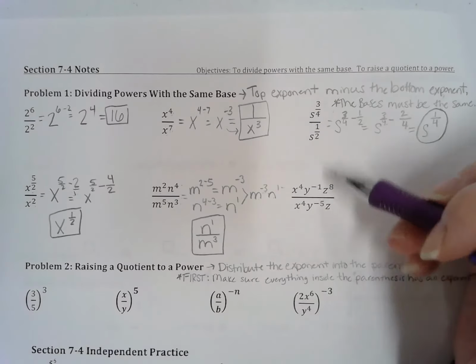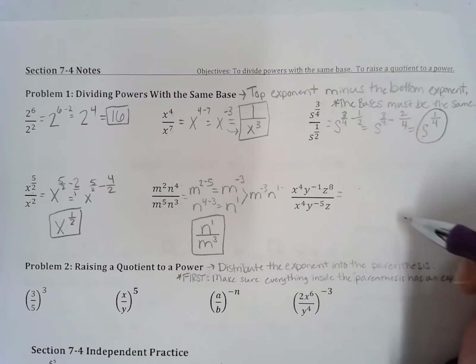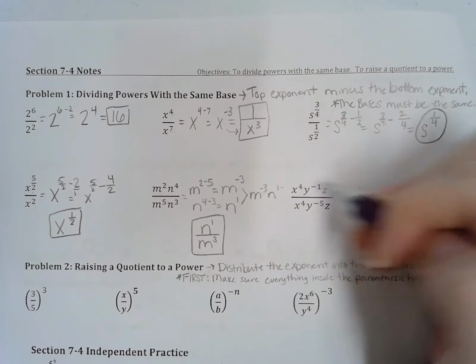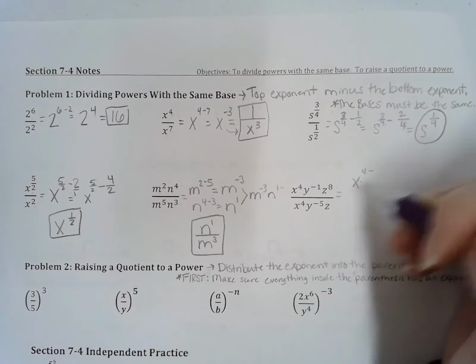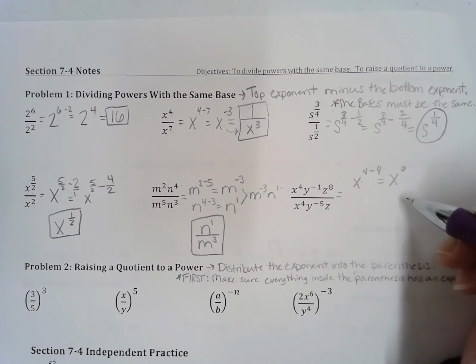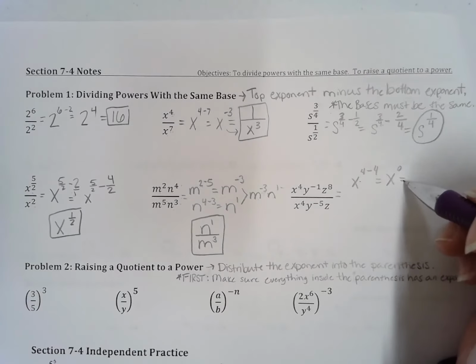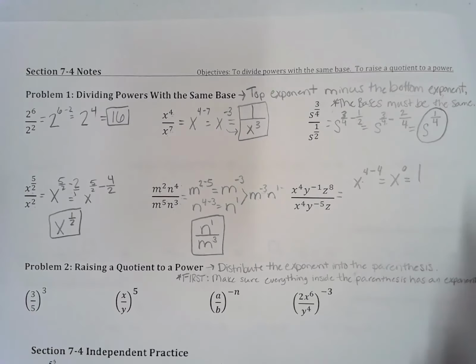This next fraction has 3 bases, so we're just going to split it up into 3 parts. So the first base is x. On top I have a 4, minus the exponent on the bottom, which is a 4. So this becomes x to the 0. Anything to the 0 power is 1. So that x totally disappears, it just becomes the number 1.